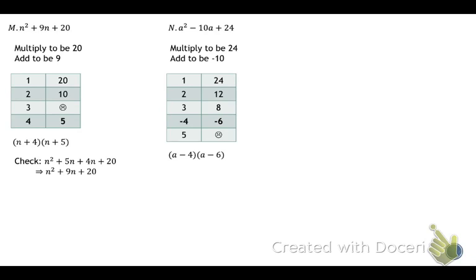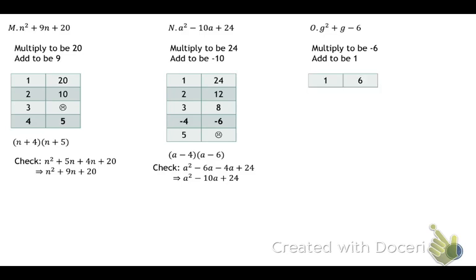So then it's a minus 4, a minus 6. You can check your answer and you get the same thing. So this one, g squared plus g minus 6. So it's going to multiply to be negative 6, add to be 1. So we have 1 and 6, 2 and 3. It's all the factors. So multiply to be 6, add to be 1.